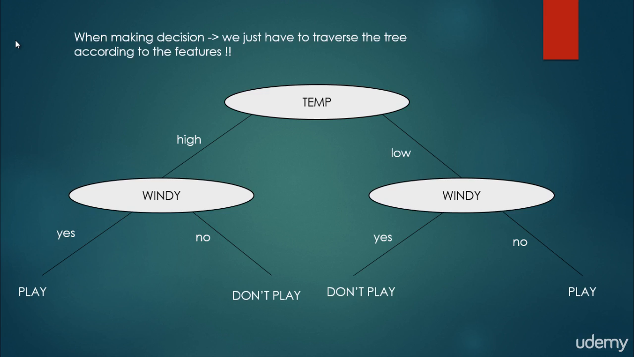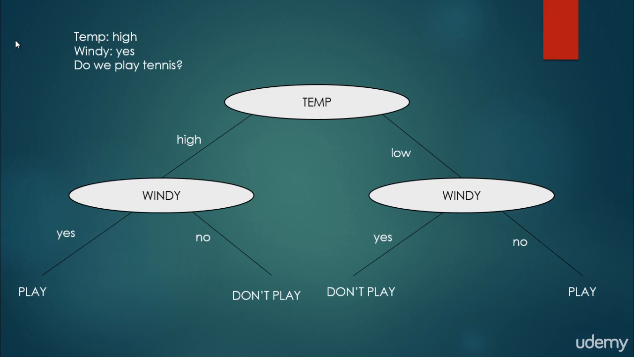After we have constructed this decision tree, we just have to traverse the tree according to the features. For example, we are going to train our decision tree, or in other words, we are going to construct our decision tree according to the training set or the samples. And for example, we have another data point and we want to make predictions. So if we have a high temperature and it's windy, can we play tennis? We are able to answer that question with the help of this decision tree.